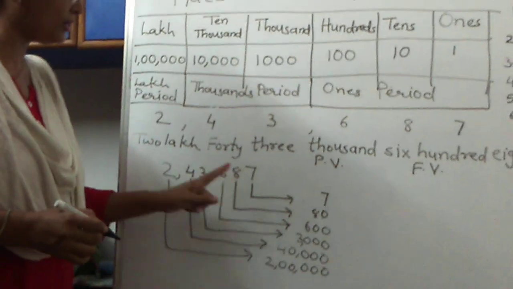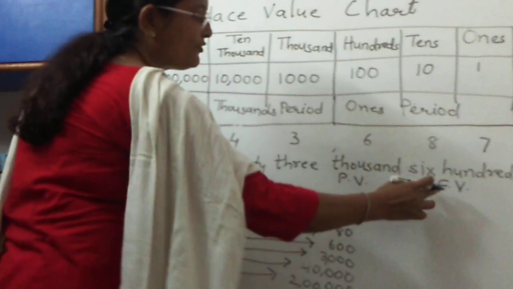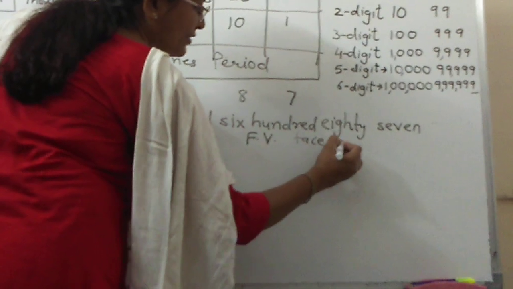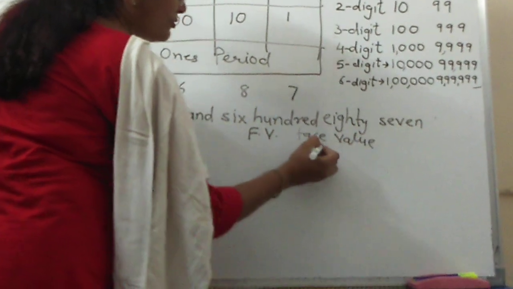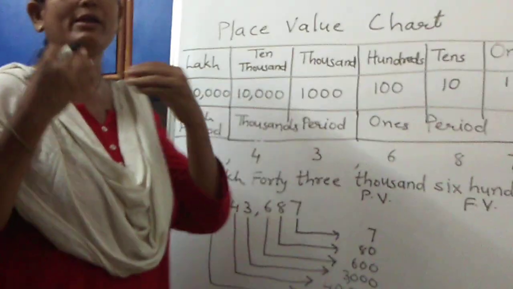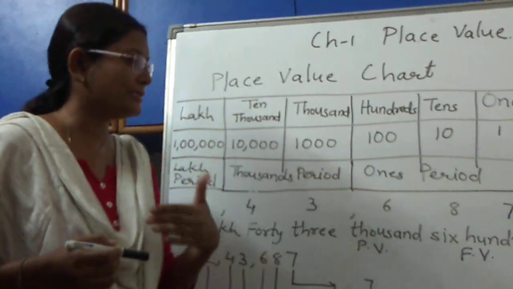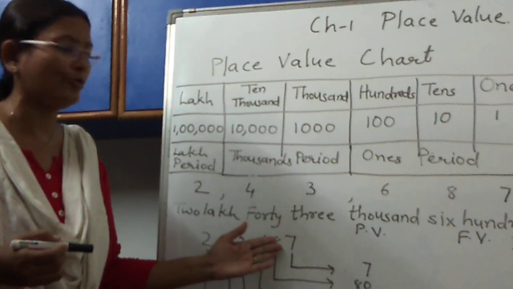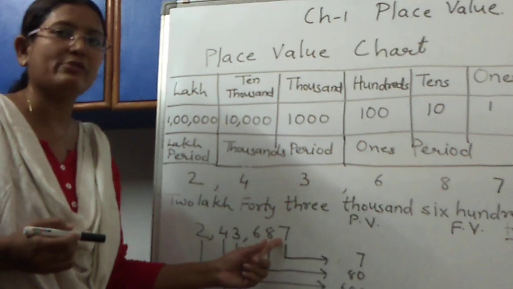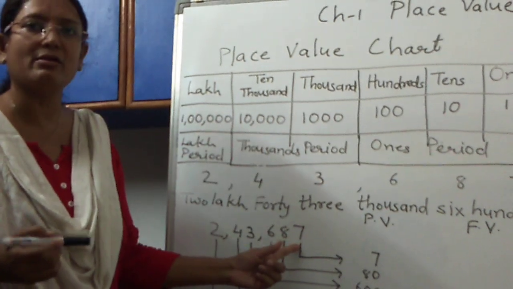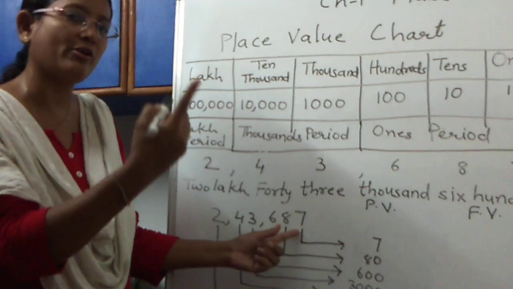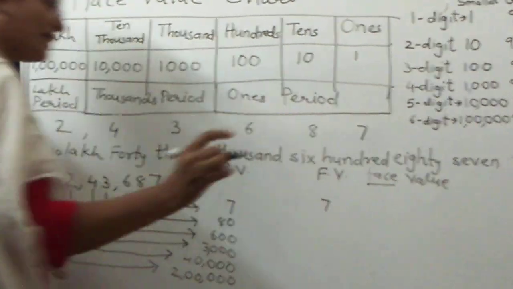Place value of the given number. Okay, now what is face value? Face value means, what is the meaning of face? When you are seeing someone in front of you, that is called face to face. Same way here, in front of your face, which number is seen by you? If I ask what is the face value of 7, what is the number given here? Which number can you see in front of your face? 7. So the face value of 7 is 7.